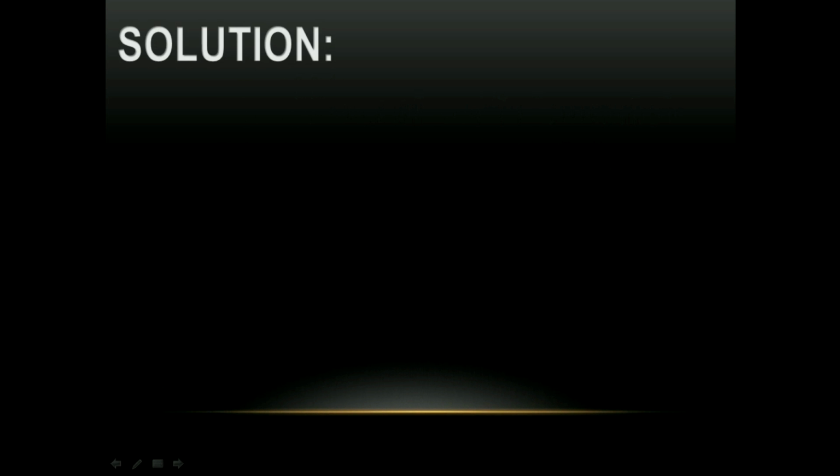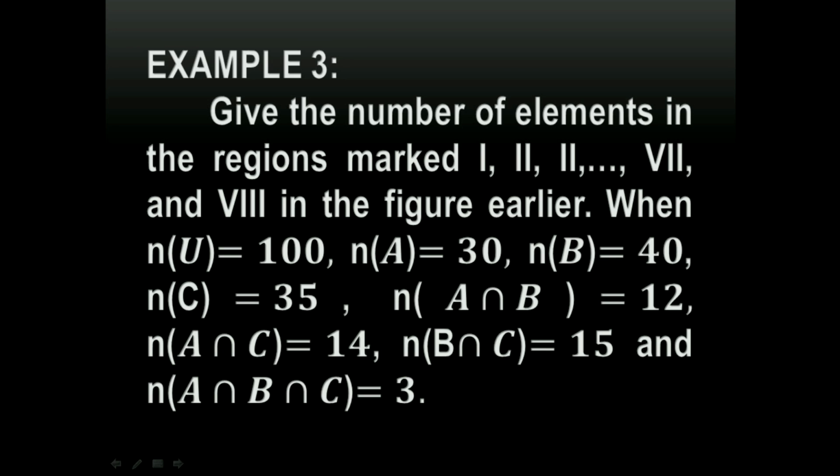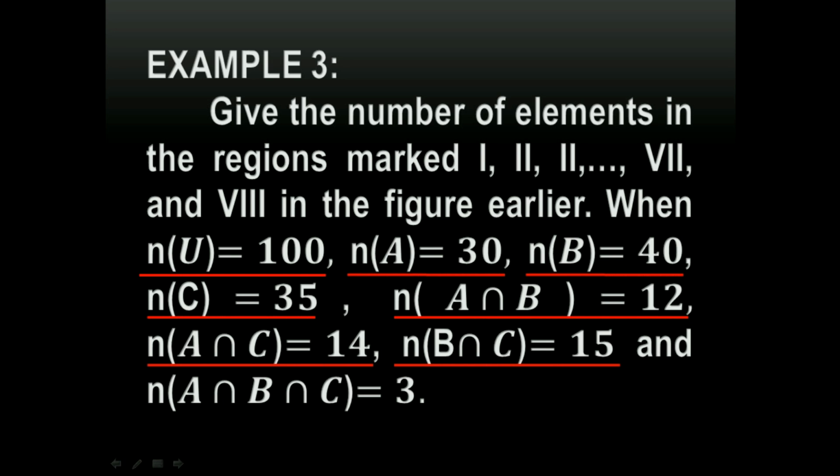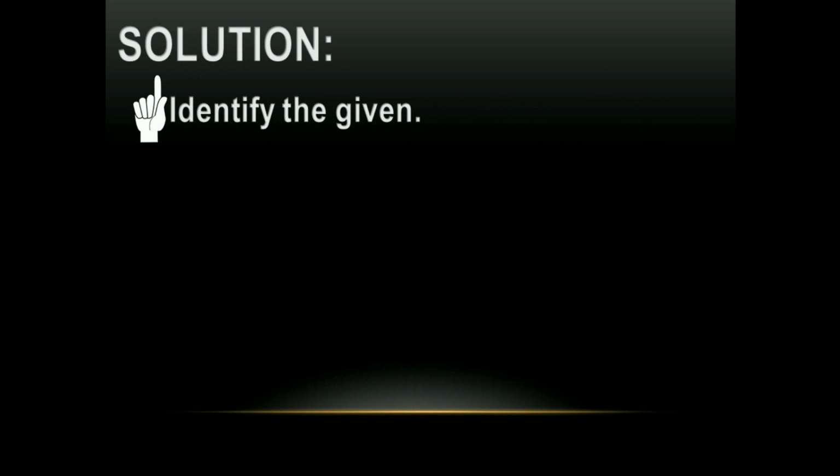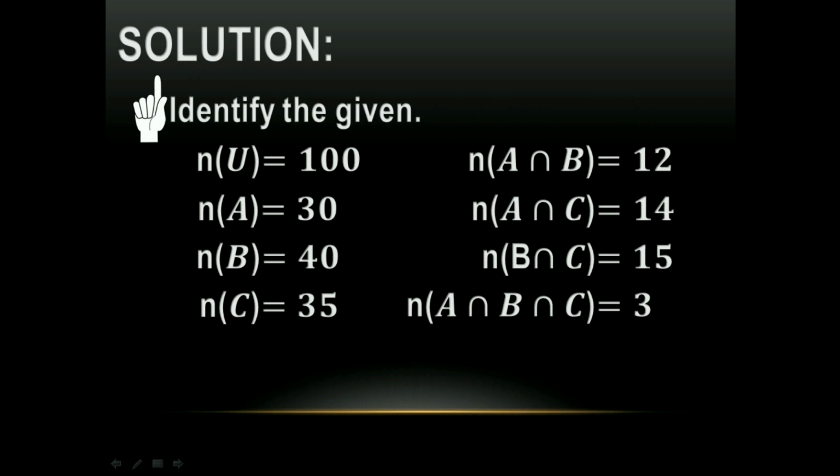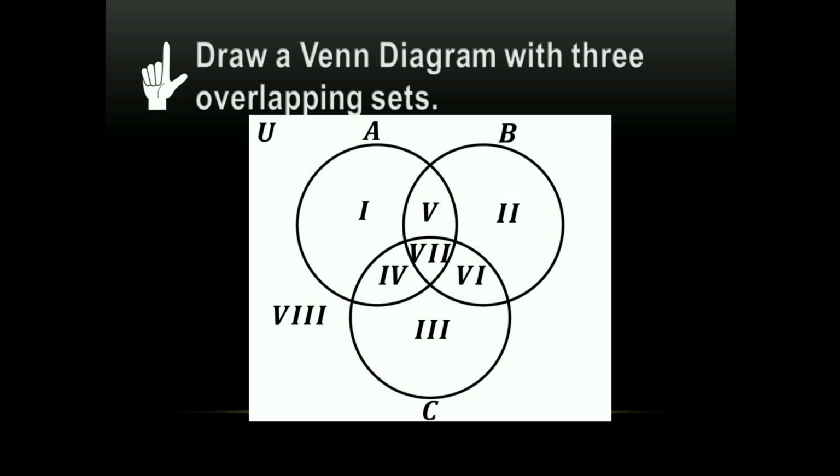For the solution, let's use again my steps. Step 1, we have to identify the given. Going back, the given are U, n(A), n(B), n(C), the intersection of the 2, and the intersection of the 3. These are the list of all the given. For step 2, we just have to draw a Venn diagram with 3 overlapping sets. So this is the figure.